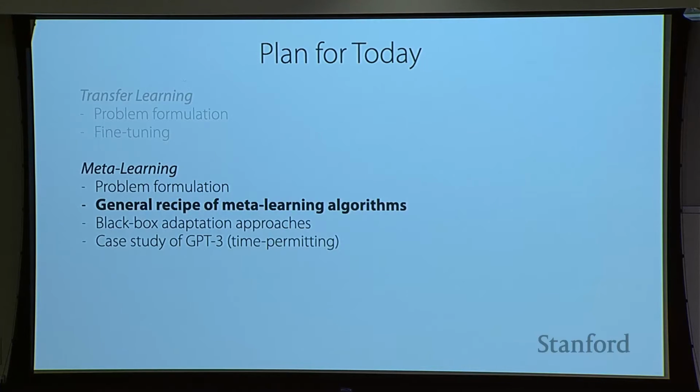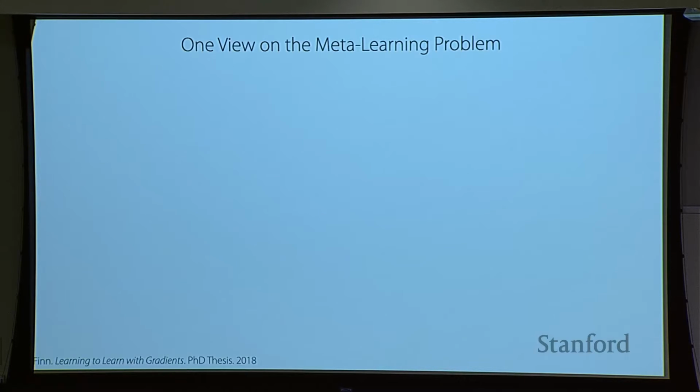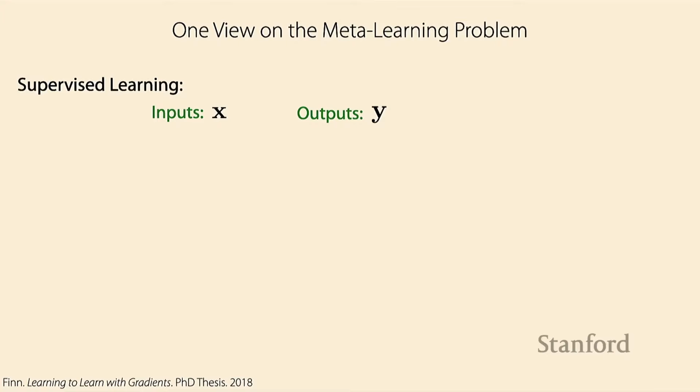So that's a bit of the terminology. Now, in terms of the general recipe, or maybe another view on the meta-learning problem: if you think about supervised learning, our goal is to map from inputs to outputs, and to learn a function that predicts the output given the input. And we do this with a set of input-output pairs, x-y pairs.